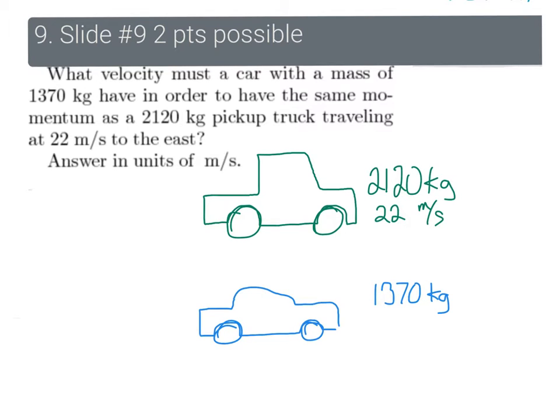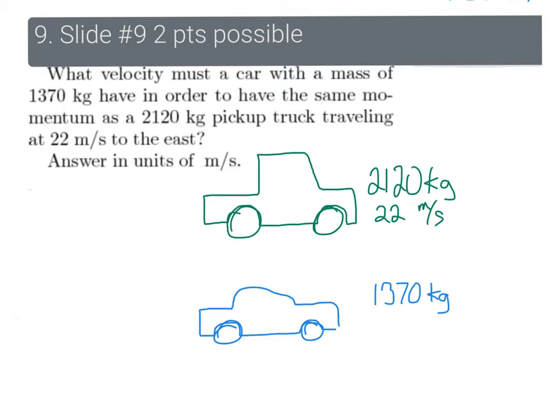Alright, what velocity must a car with a mass of 1,370 kilograms have in order to have the same momentum as a 2,120 kilogram truck traveling at 22 meters per second to the east?